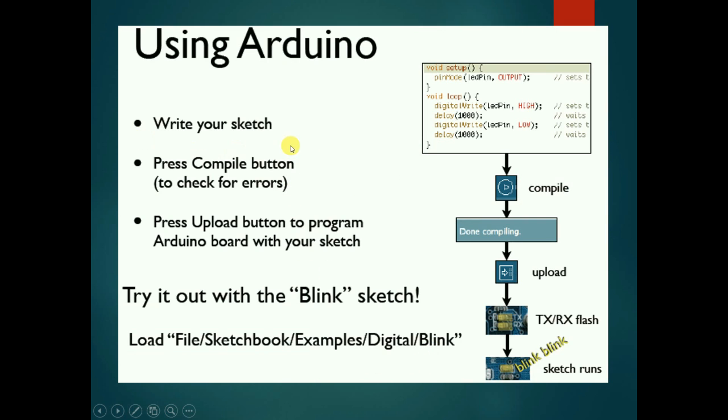Then using Arduino, coming back. First write your sketch, then press the compile button to check for errors. Or you can straight away upload, but it's always recommended to compile and then upload. Then try the blink sketch. That's the most basic thing. So first you code, it compiles, then uploading, RX TX flashes. This indicates serial communication that we'll be discussing later. Then blink, blink, blink. The LED starts blinking at an interval of 1 second.